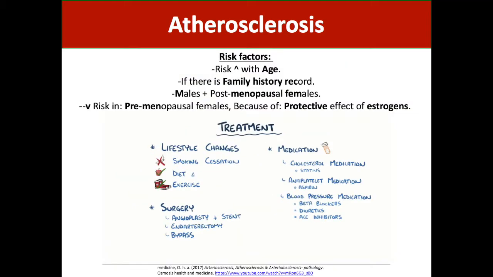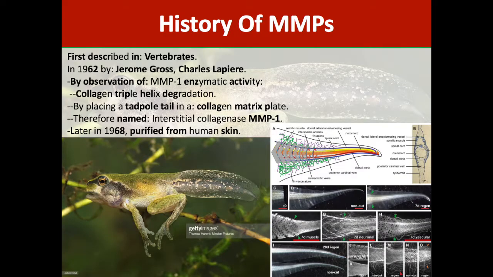Risk factors for atherosclerosis are: with increased age, the risk also increases. If there is a family history record, and also males and postmenopausal females, while decreased risk in premenopausal females is noted because of the protective effect of the estrogens. Treatments are lifestyle changes such as smoking cessation, diet, and exercise, surgery such as angioplasty and stent, endarterectomy, and bypass, medication such as cholesterol medication such as statins, antiplatelet medication such as aspirin, blood pressure medication such as beta blockers, diuretics, and ACE inhibitors. And now let's talk about the history of MMPs.